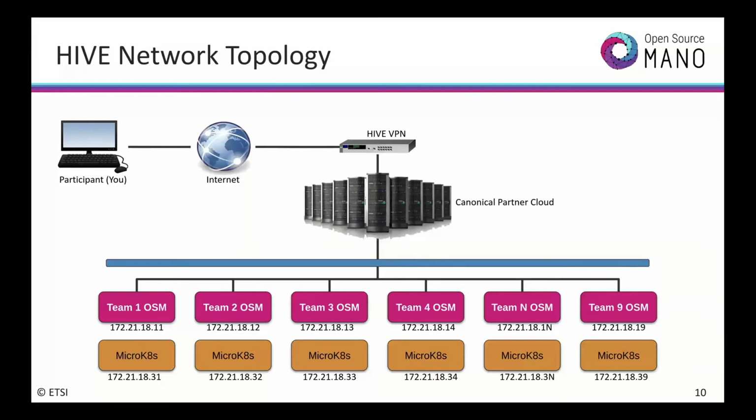I've only displayed 4 teams down on the bottom, but you can basically see the pattern. Team 1 gets IP addresses 11 for their OSM and 31 for Microgates. Team 2 is 12, Team 3 is 13, and so on, up through Team 9.